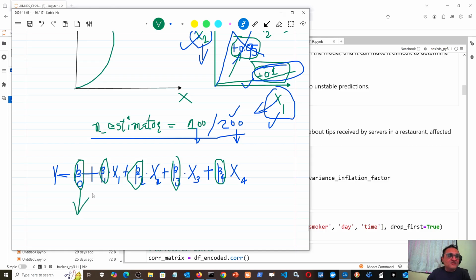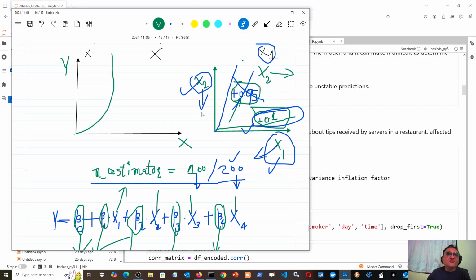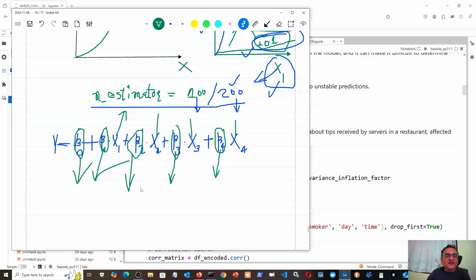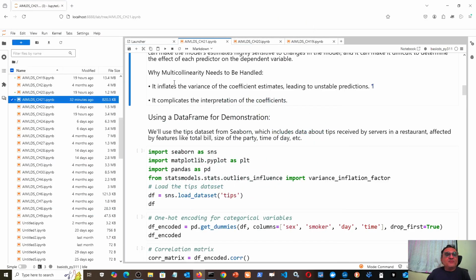Then whatever estimates you get for these coefficients will be highly inflated estimates. That means they will be much more than what they should actually be, because the basic assumption of this kind of model is that the features are independent of each other. So x1, x2, x3 and x4 should be independent of each other. But if they are so highly correlated, 0.85, 0.95, 0.89, you will get inflated values, much higher than the coefficient values you would get if the features were really independent, right? So the variance of coefficient estimates will be inflated.